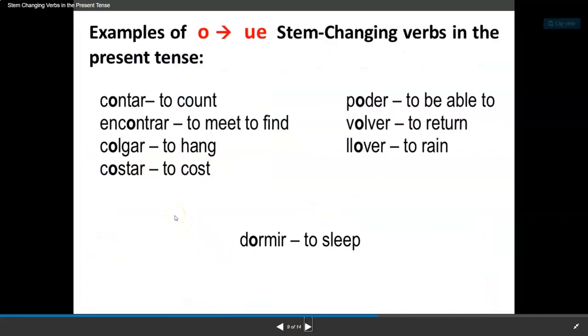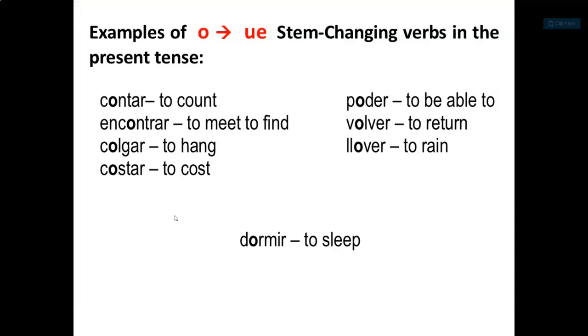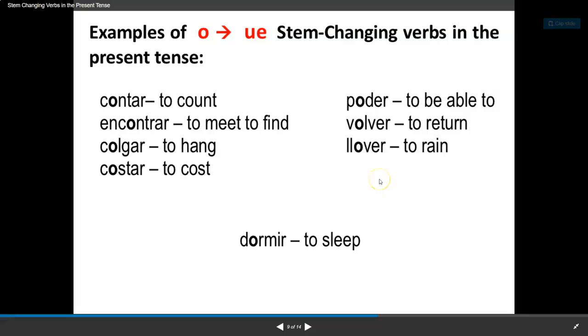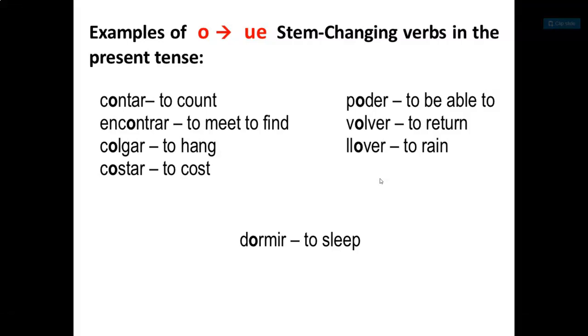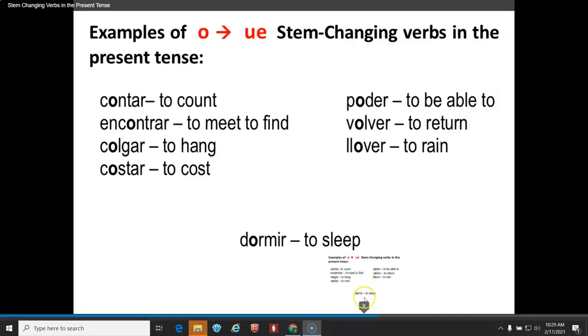Here are some more examples of verbs with the O to UE stem change in the present tense. Contar, to count. Encontrar is to meet or to find. Colgar is to hang. Costar is to cost. Poder is to be able to. Volver is to return. Llover is to rain. And dormir is to sleep. Awesome. Let's keep going, guys.